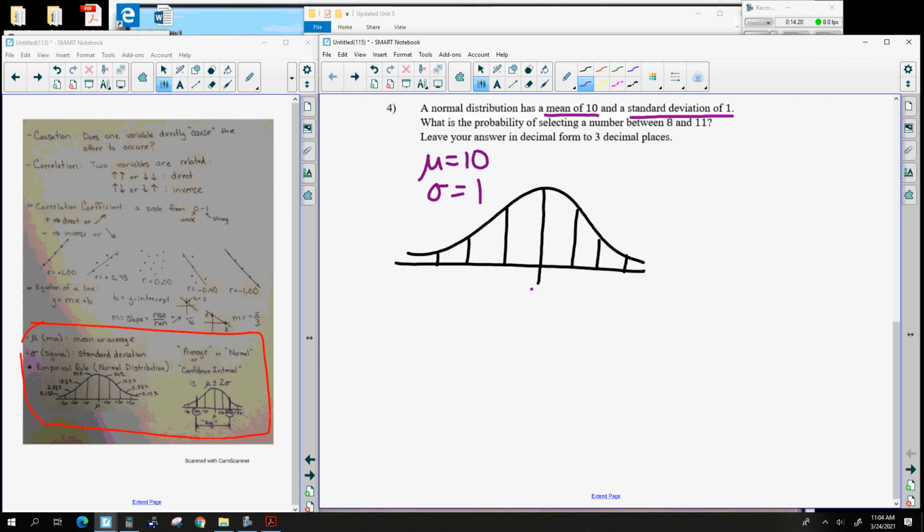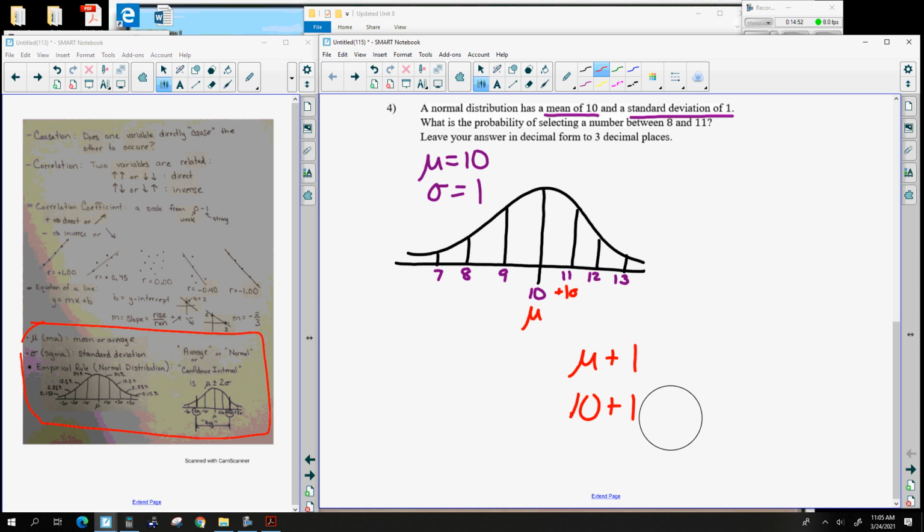So our mean is 10, and our standard deviation is 1. So one standard deviation would be 11, and then 12, and then 13, 9, 8, and 7. Again, because the standard deviation is 1. So if this is 10, and the standard deviation is 1, that'd be the average plus 1 standard deviation. So that'd be 10 plus 1.